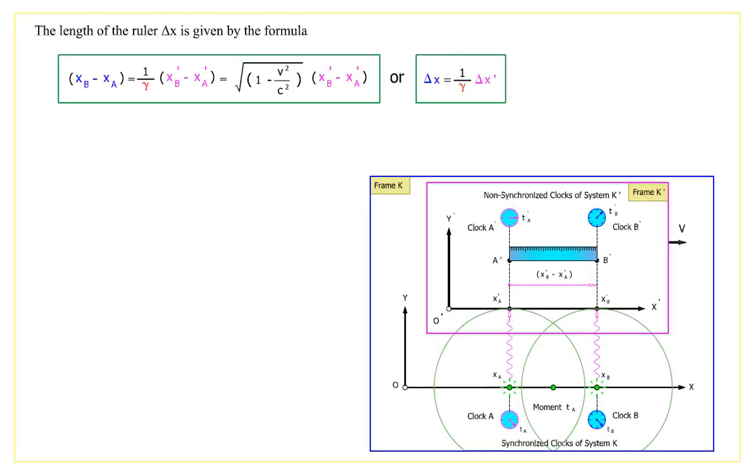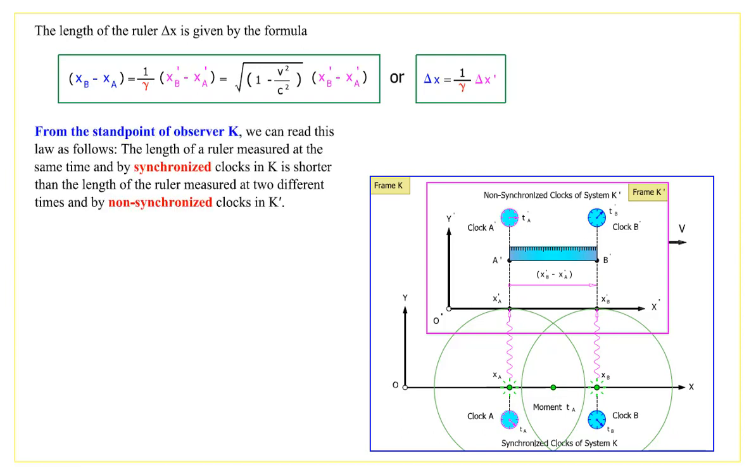The length of the ruler delta x in frame K is given by the formula delta x equals 1 over gamma times delta x'. From the standpoint of observer K, we can read this law as follows: the length of a ruler measured at the same time and by synchronized clocks in K is shorter than the length of the ruler measured at two different times and by non-synchronized clocks in frame K'.